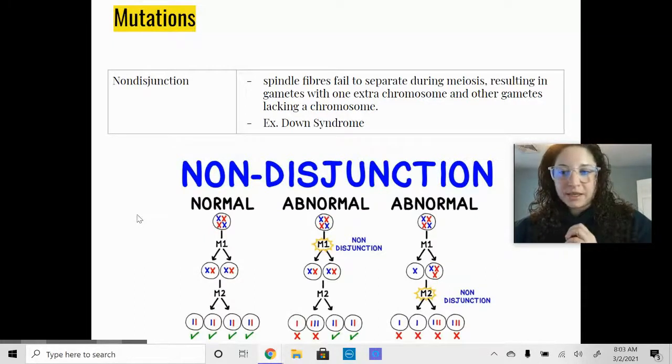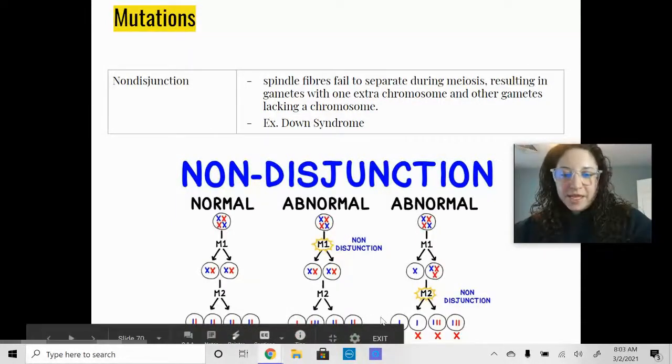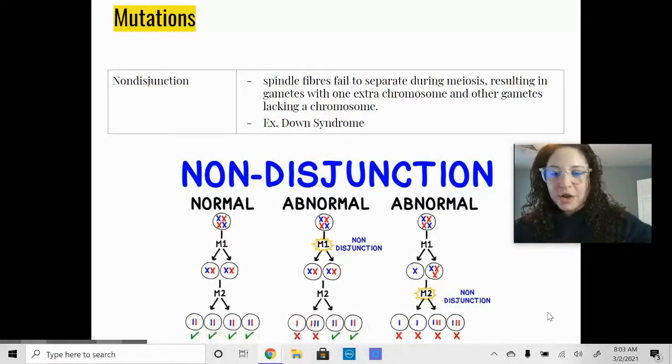So this mutation occurs during the process of meiosis, during cell division when gametes are being formed. It can happen during the first round of meiosis, or it can happen during the second round of meiosis. Basically, what's going on, and like the amoeba sisters said, at the end of the process, you are left with gametes that either have more chromosomes than it should have or less chromosomes than it should have.